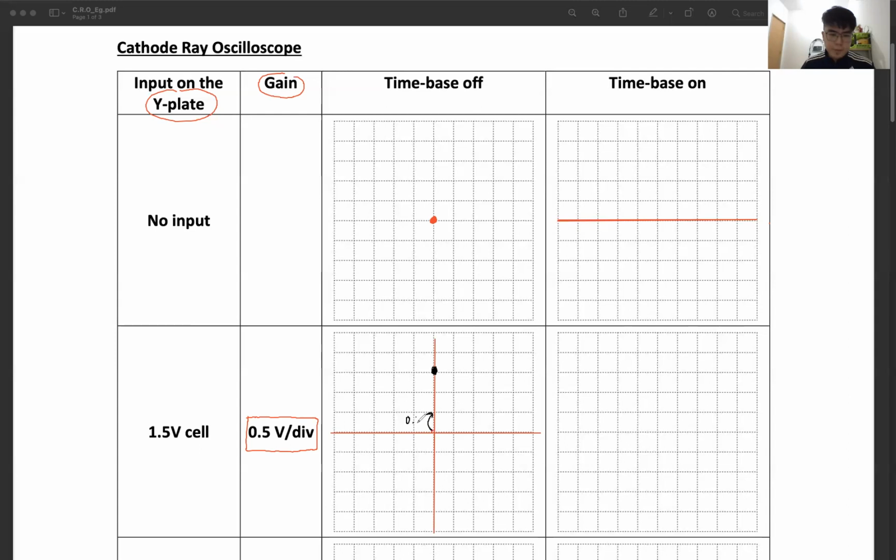Okay, 0.5, 0.5, 0.5. If I change the gain to, let's say, 0.2 volt, then it will be much higher because now each box is less. So if I change the gain, it will affect the position of the dot. Now, when I switch on the time base, what happened? Again, it will go left and right. So this is the axis. So the dot will sweep through left and right. So you will see a line at the top here.